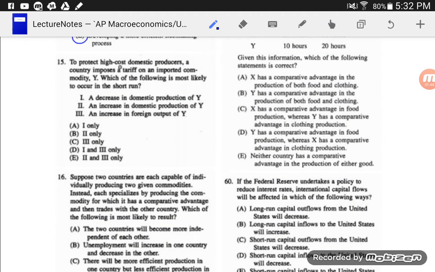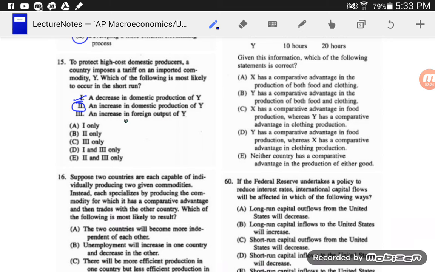Number 15. To protect high-cost domestic producers, a country imposes a tariff on an imported commodity. Call this like wheat or sugar. Which of the following is most likely to occur in the short run? Well, if you put a tax on it, that means people are not going to buy imported, foreign sugar, and so that's not going to decrease domestic production. In the short run, it's going to actually increase production because we're no longer buying it elsewhere. We're buying it from people who produce it in the U.S. or in whatever country we're in.